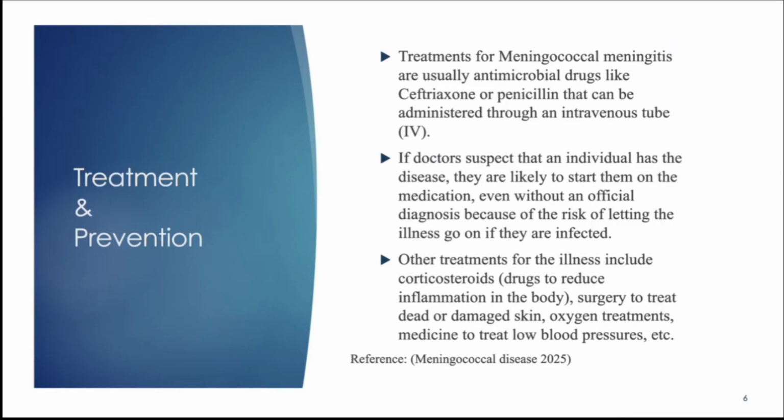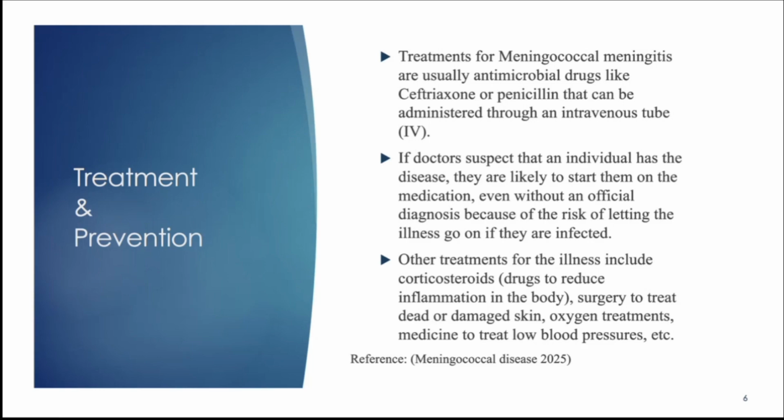Treatments for meningococcal meningitis are usually antimicrobial drugs like ceftriaxone or penicillin, which can be administered through an intravenous tube or an IV. If doctors suspect that an individual has the disease, they're likely to start them on the medication even without obtaining an official diagnosis, because the risk of letting the illness go on outweighs the risk of what could happen if you give them the medication.